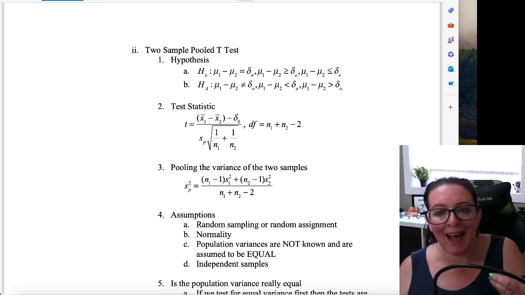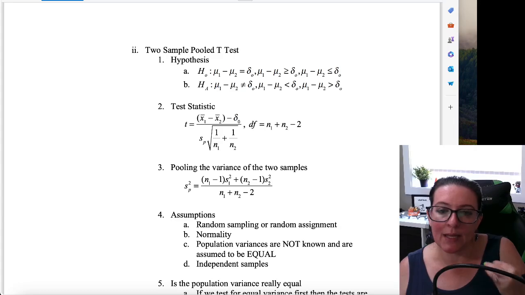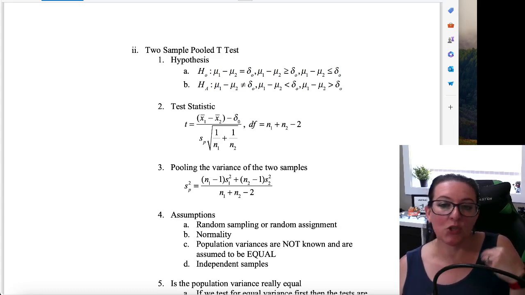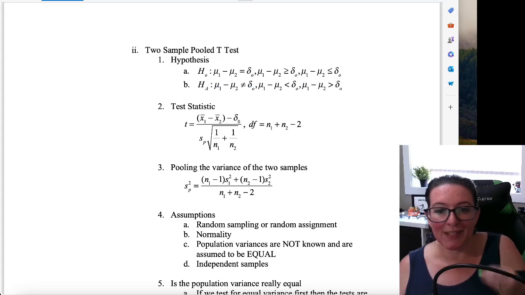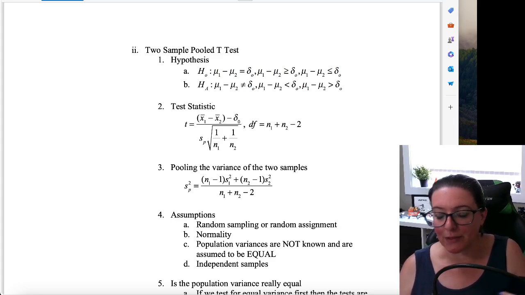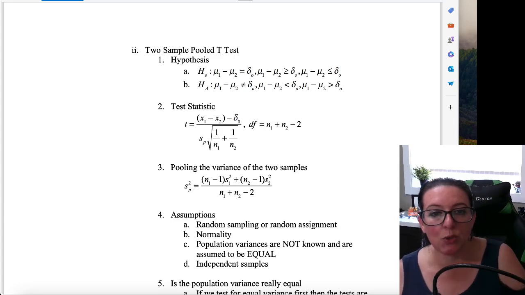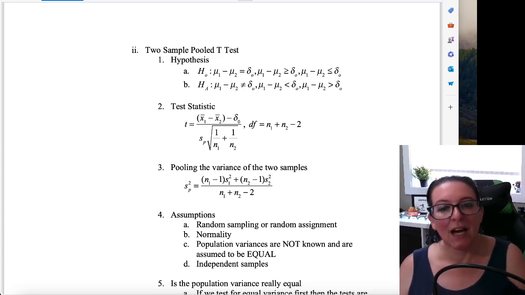So we can look at the variability in our sample and try to extrapolate about what's happening in the population, and we'll do that in just a moment. But we're using a t-test because we don't know what that variability is. So let's talk about how a two-sample pooled t-test works.